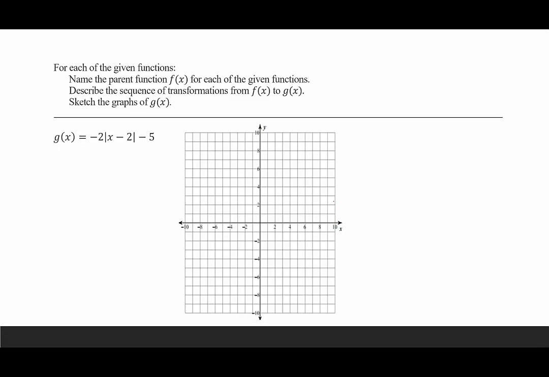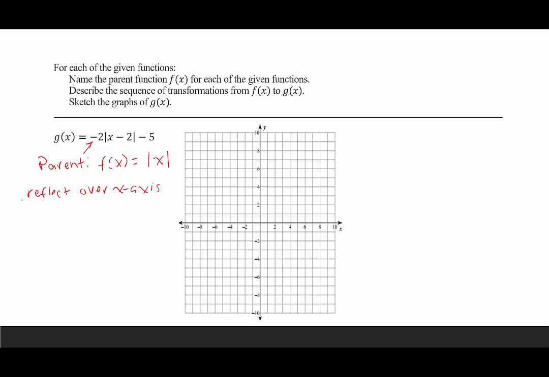All right. Ooh, this one, we're taking it up a notch. We have a lot going on here. So first of all, our parent function, well, it's the same as all the others because I see that absolute value. We're going to say f of x is equal to the absolute value of x. And now we have a few things going on. This negative sign indicates that we do have a reflection. So we have a reflection about the x-axis.